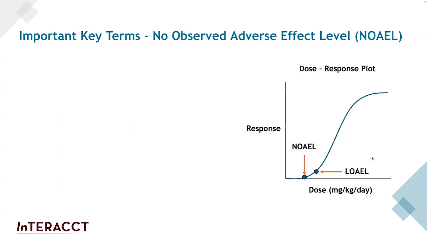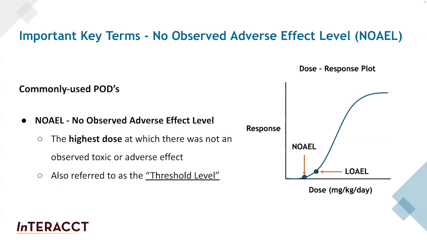Now let's look at one of the most commonly used points of departure, the NOAEL, or no observed adverse effect level. This is defined as the highest dose at which no harmful or toxic effects are observed in the study. In other words, it's the threshold level where we're still not seeing any adverse health outcomes in the test population. You can see this illustrated in the dose response curve on the right. The NOAEL is the point just before the curve starts to rise, meaning no effects have been observed yet.